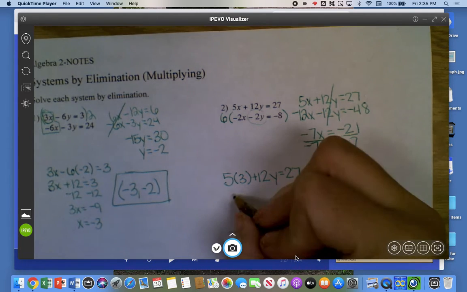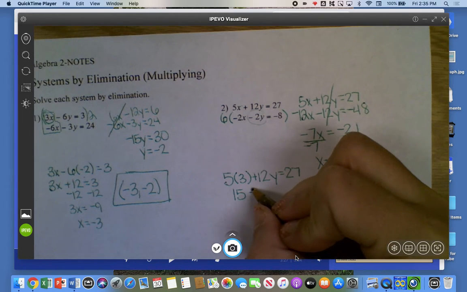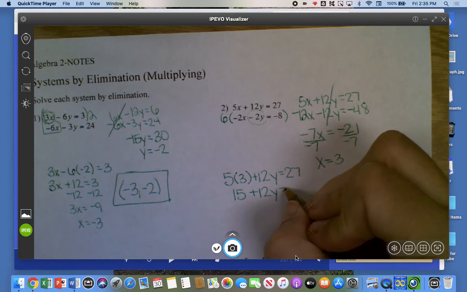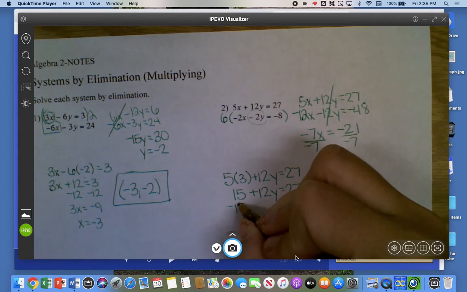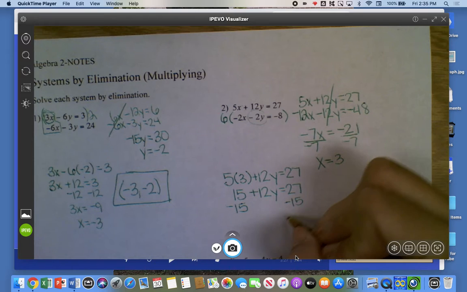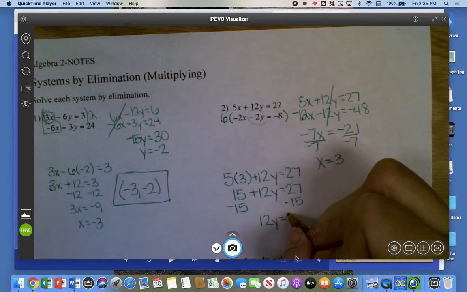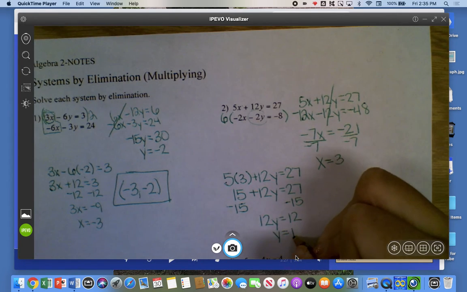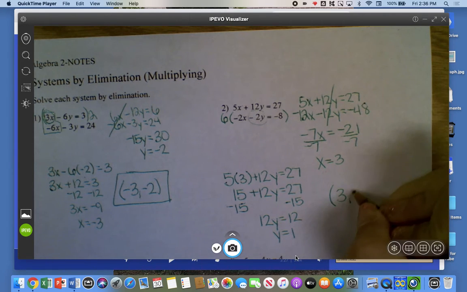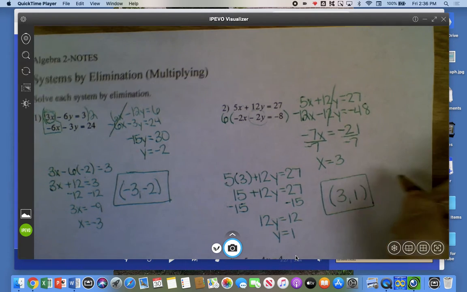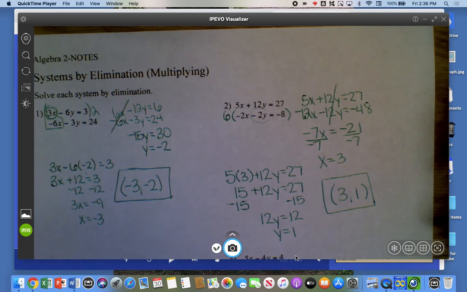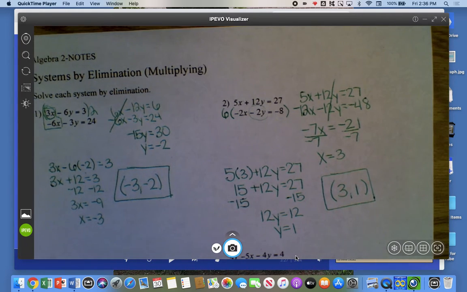And so then 5 times 3 for x gives me a 15. And then I subtract 15. And I get 12y equals 12, and then I get y is 1 when I divide. So our solution here is 3, 1. And just like always, you can plug those originals right into Desmos and check your work, but you just have to show your work to back it up to get the credit.